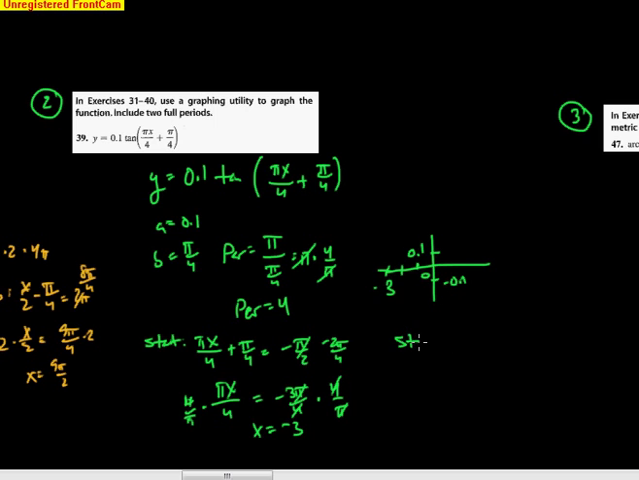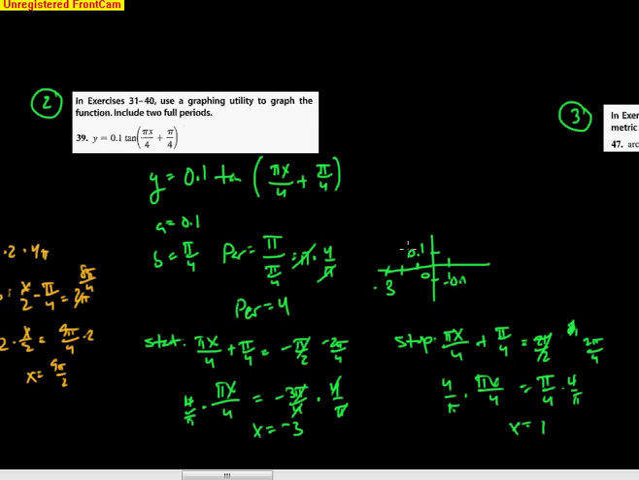And now the stopping asymptote, we take the same thing, pi x over 4 plus pi over 4, set it equal to positive pi over 2, because that's the ending asymptote. Again, subtract pi over 4. So now we have 2 pi over 4 minus pi over 4. So that's just pi over 4. And then we times by 4 over pi. X equals, they cancel and give you 1. So now the asymptotes happen at those numbers.